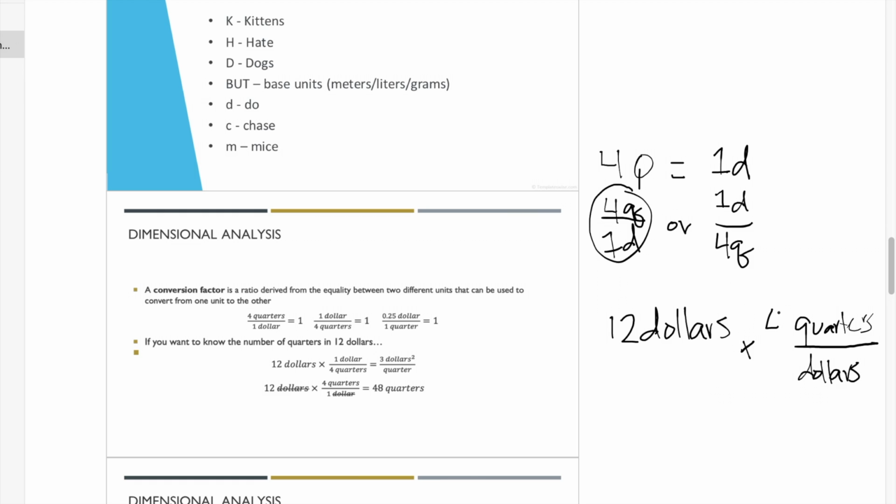So there's 4 quarters for every $1. That way our dollars can cancel out when we multiply. Then we've got 12 times 4, which, correct me if I'm wrong, is 48 quarters. That's how many quarters you have.